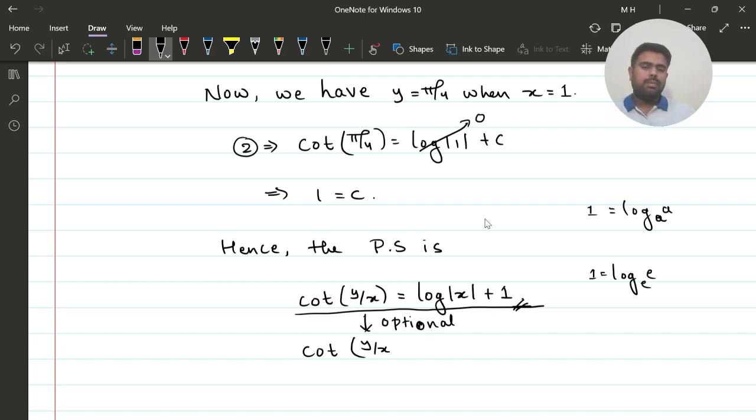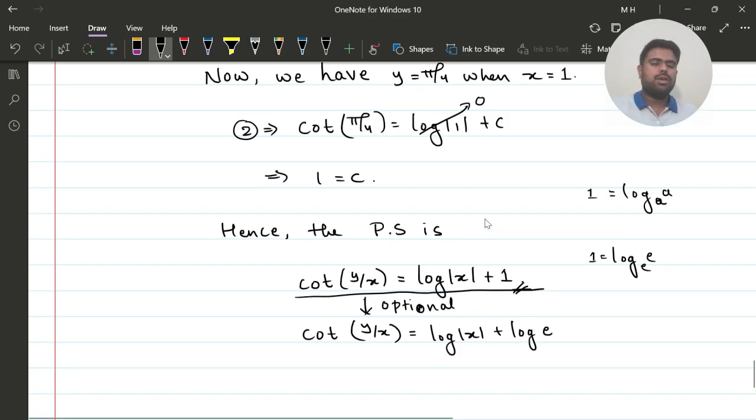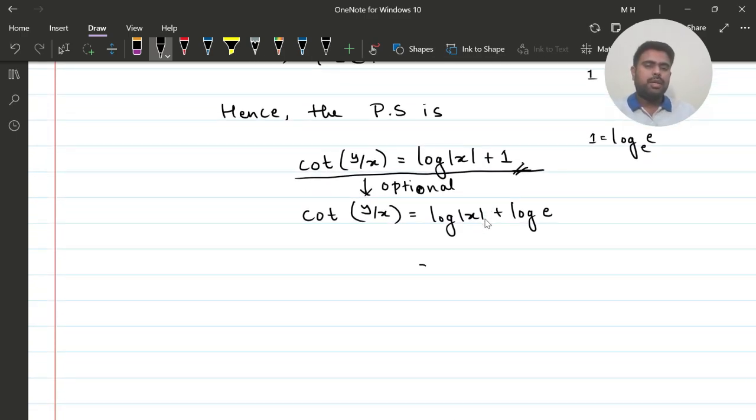Cot of y by x equal to log mod x plus 1 can be written as log e. So log a plus log b can be written as log ab. I will write it down as log ex or xe. So this will give cot of y by x equal to log of ex. So this is the particular solution. You can also write it as cot of y by x equal to log x plus 1, or as cot of y by x equal to log ex. So this is how you can find out the particular solution of a homogeneous differential equation.